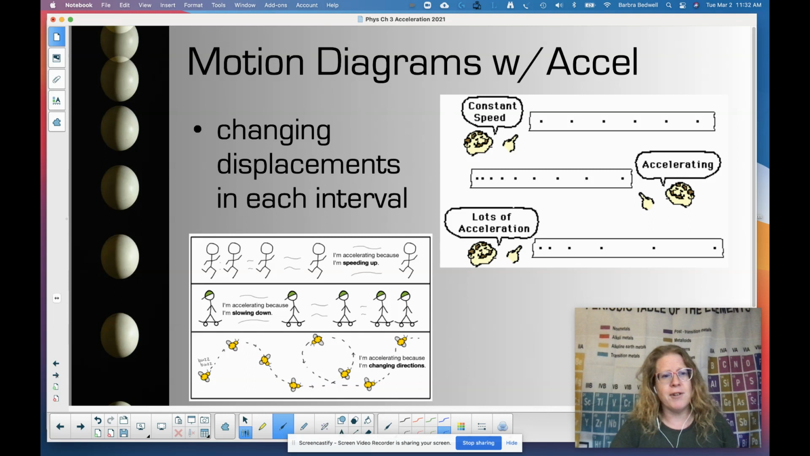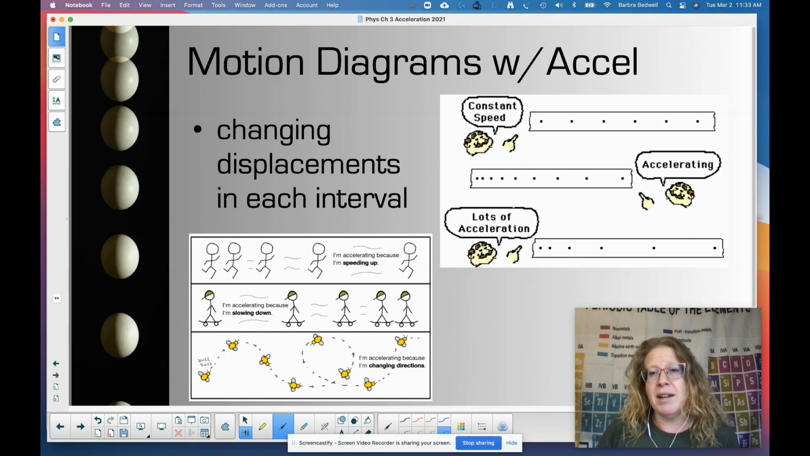If we're going to do a velocity-time graph, we need to be thinking about how something is moving. And we've been using these particle models or motion diagrams, however you want to call it, to represent some different types of movement. So remember, when an object is going at constant velocity, it's covering the same amount of displacement in each time interval. That's constant speed or constant velocity.